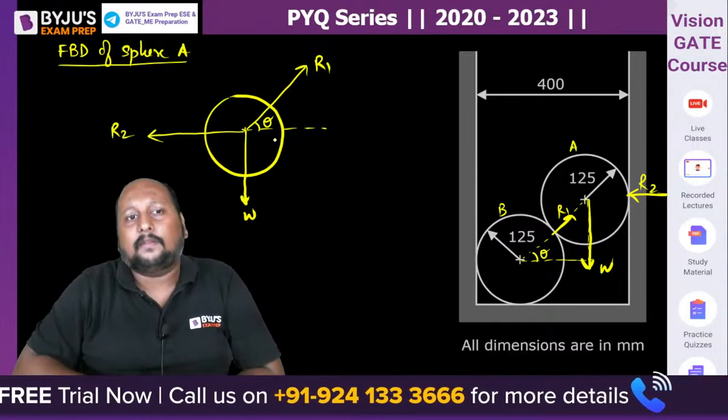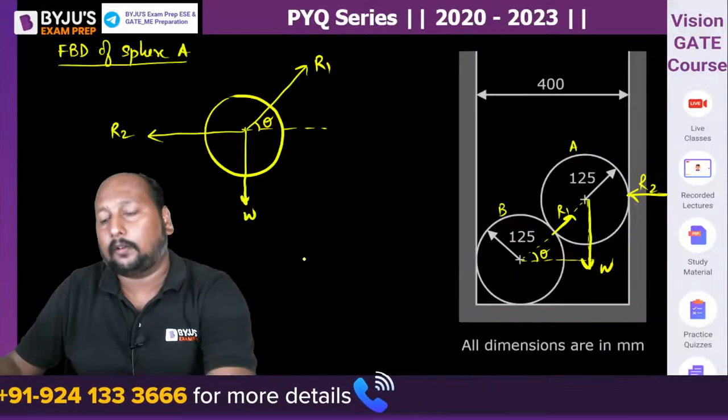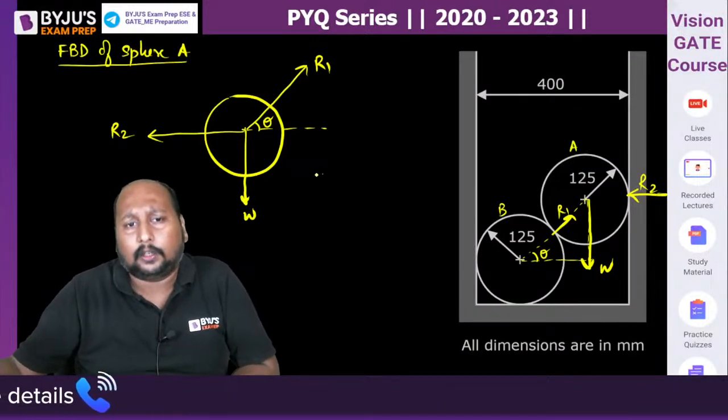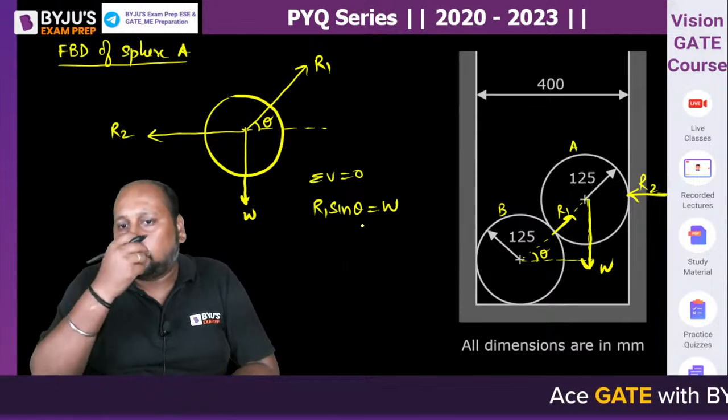They're asking you the value of R1, the reaction between the contact of the two spheres. So we can directly say, the total vertical force equal to 0. So R1 sin theta is equal to W. Now we need to calculate this value of theta.